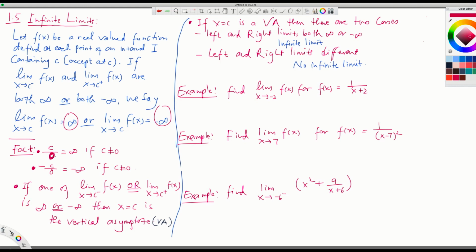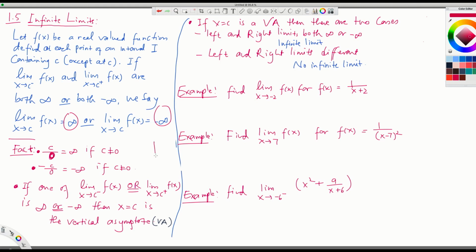So c over 0: if there is a non-zero number divided by 0, that is infinity. And if there is a negative non-zero number divided by 0, that will be negative infinity. And if one of the left limit or the right limit is infinity, then x equals c is called the vertical asymptote. Okay, you saw the vertical asymptote in college algebra, right?